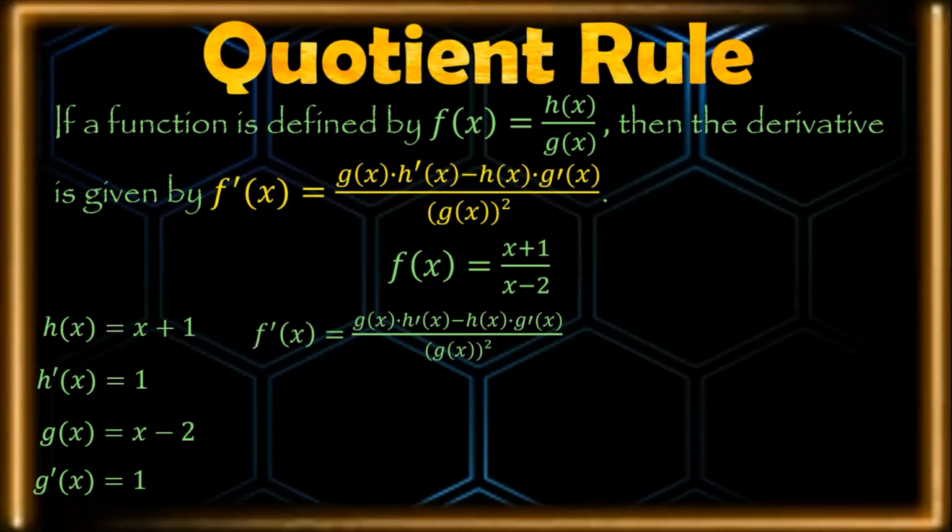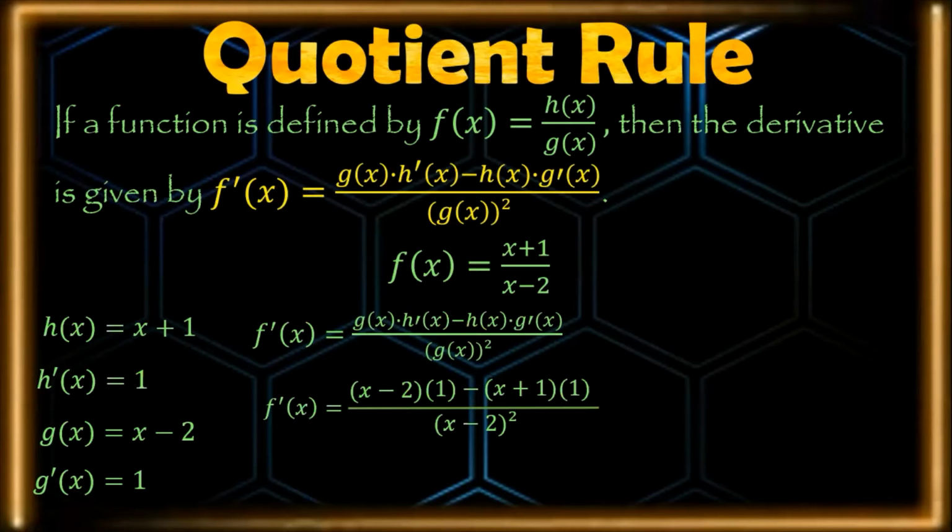Now, since we have identified the four functions, next is to use the formula and substitute the corresponding values. So we have f prime of x is equals to g of x, which is x minus 2, times our h prime of x, which is 1, minus our h of x, which is x plus 1, times our g prime of x, which is 1, all over g of x, which is x minus 2, then quantity squared. So take note, in using quotient rule, always start at the denominator. So always start at g of x, then h of x, the numerator.